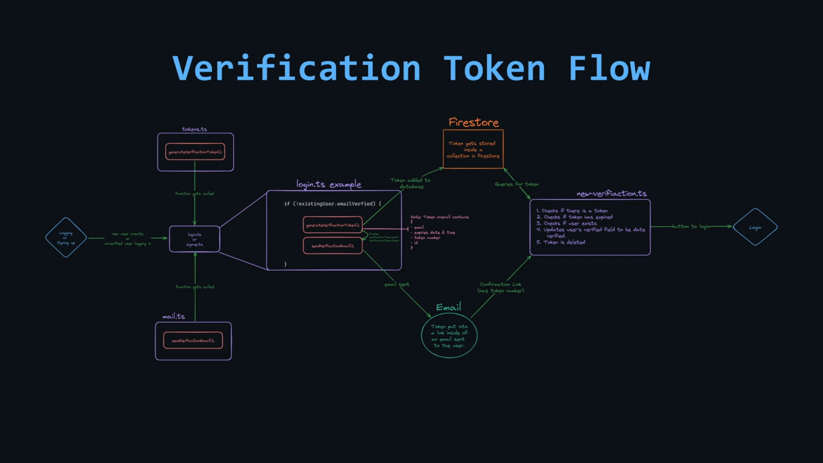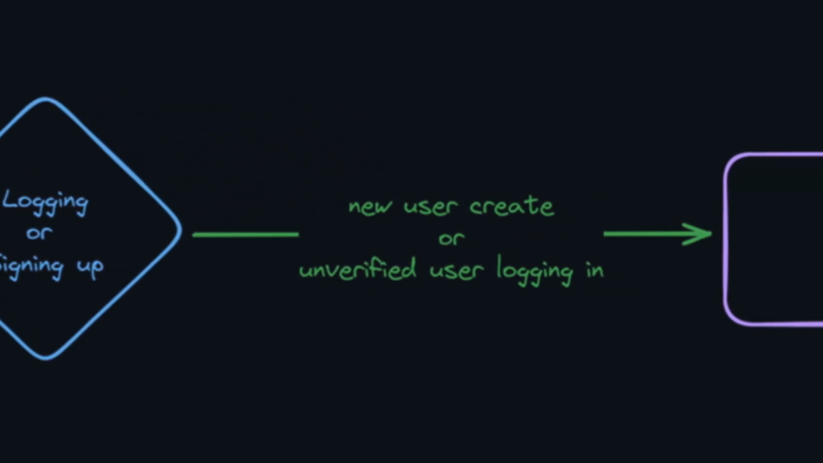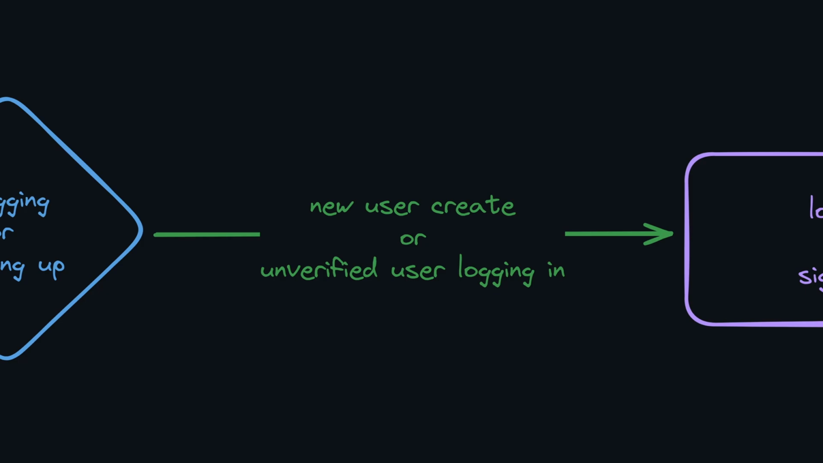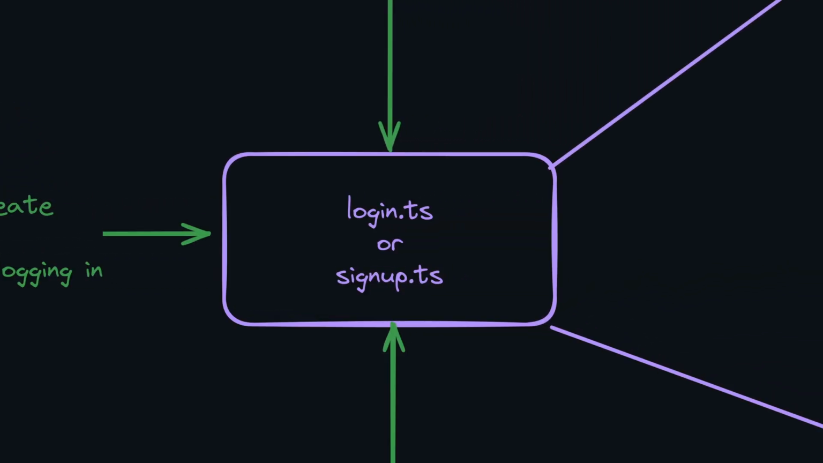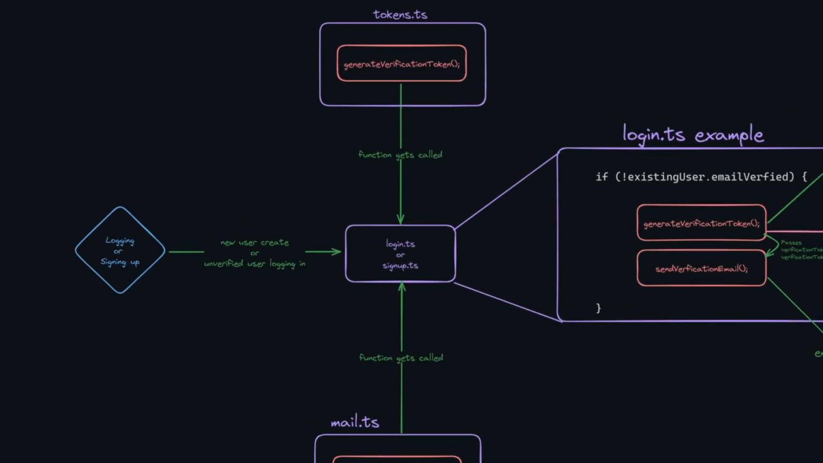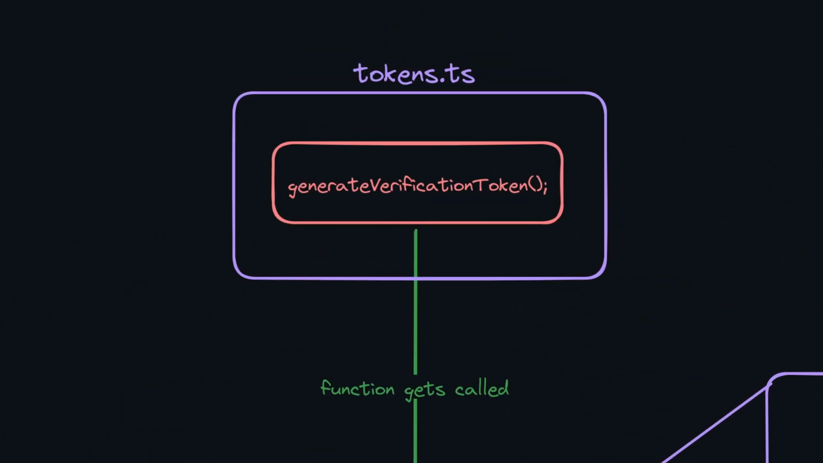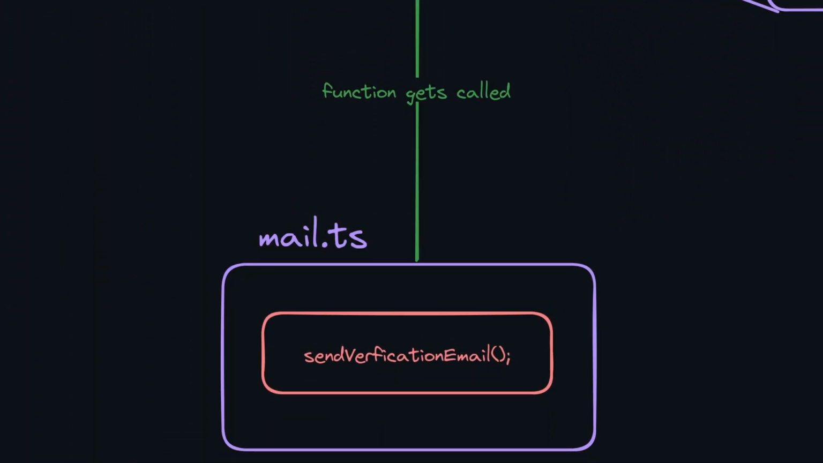So starting off, we got to get an input, and that input is logging in or signing up. Now, this will happen, of course, when a new user is created or an unverified user logs in. And in that case, it will go to whichever file is used for logging in or signing up. But in each of those files, we call upon two functions. The first one getting called is generateVerificationToken, part of the token.ts file. And then we have the sendVerificationEmail function that then also gets called, so it's able to actually send the verification email.